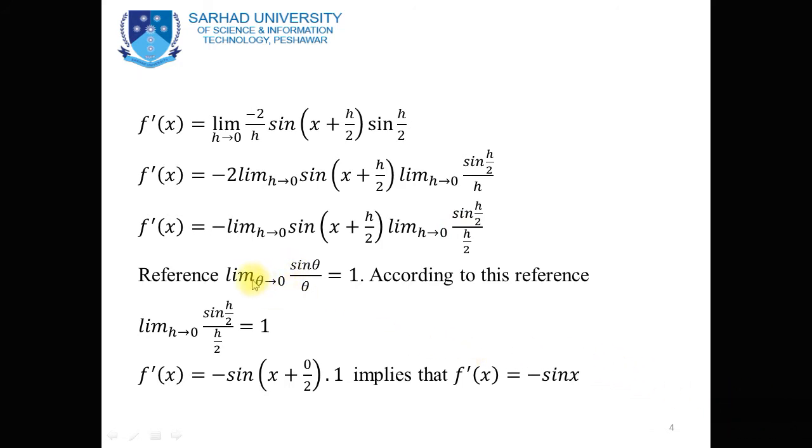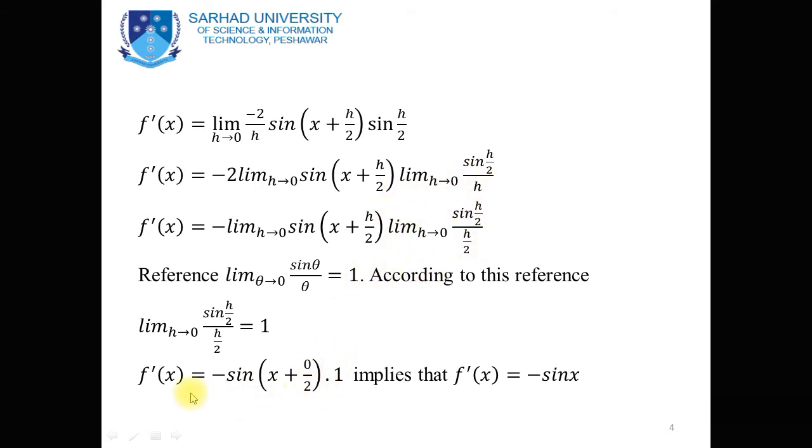Now using this limit formula, this is the theorem: limit theta tends to 0, sine theta divided by theta is equal to 1. So you see over here, for this expression, putting limit h tends to 0, sine h by 2 divided by h by 2, this limit is equal to 1. And now the derivative of the function is equal to minus, putting limit h to 0 in this expression, h by 2 means 0 by 2, minus sine x plus 0 by 2 dot 1. This limit is equal to 1.